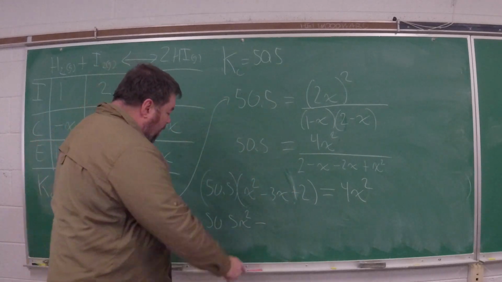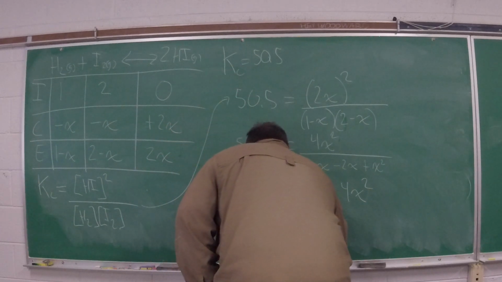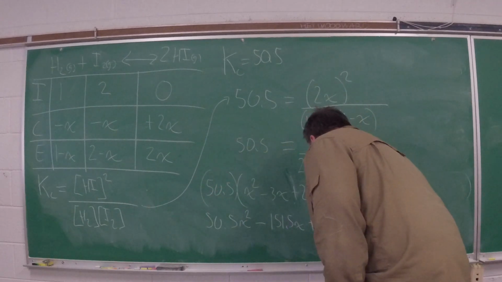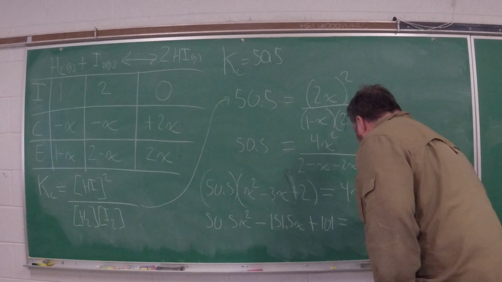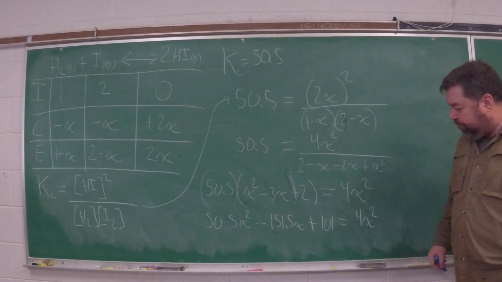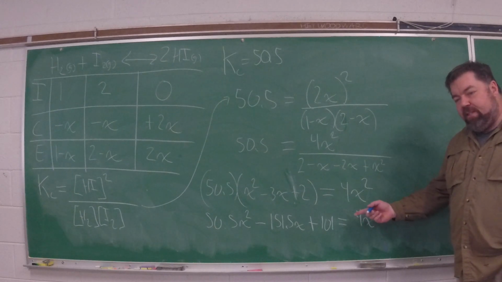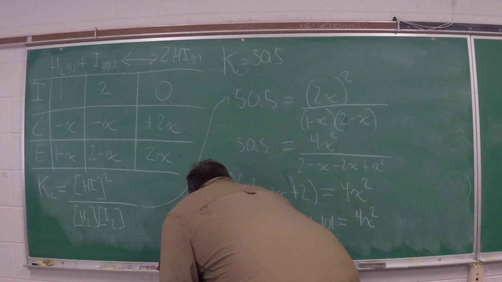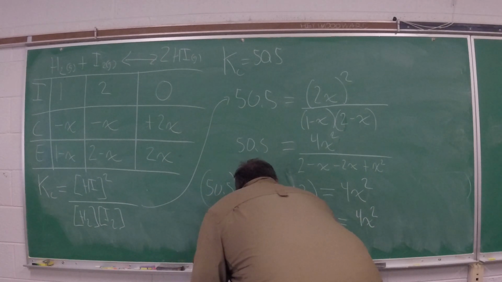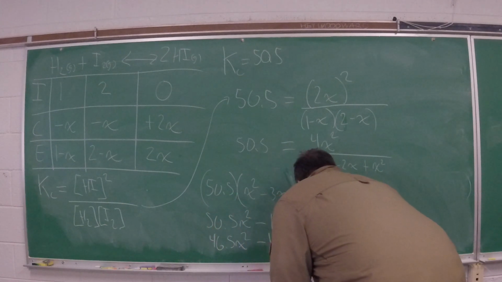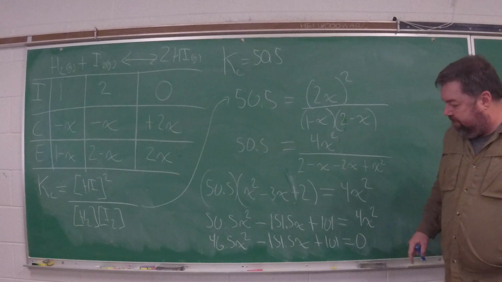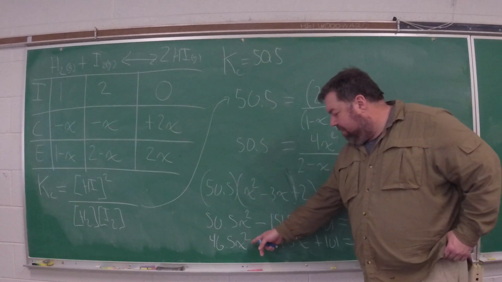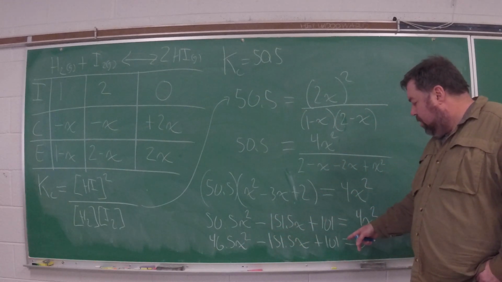50.5 minus x squared minus 3 times 50 would be 151.5x plus 2 times 50 would be 101 equals 4x squared. And then I want everything on one side, so I'm going to subtract 4x squared from both sides. Just like that. I hope you can see that, and that it's not in the way. So we have 46.5x squared minus 151.5x plus 101 equals 0.